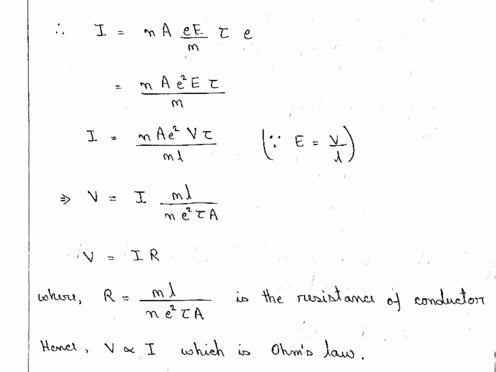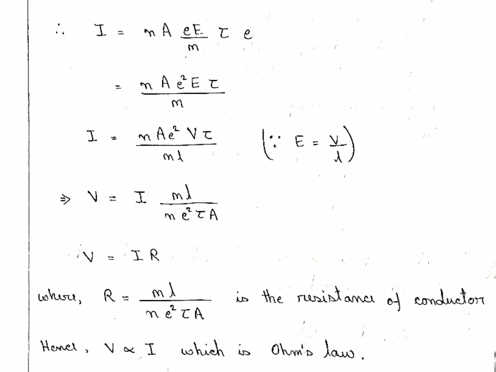And now this electric field, again this is from chapter 2, the relation between electric field and potential difference, and we have done in capacitor that E is equal to V by d. So here also, if the potential difference across the two ends of the conductor of length L is V, then the electric field will be given as V by L. So instead of E, we will write V by L. So we have I equal to nAe squared V tau divided by mL.